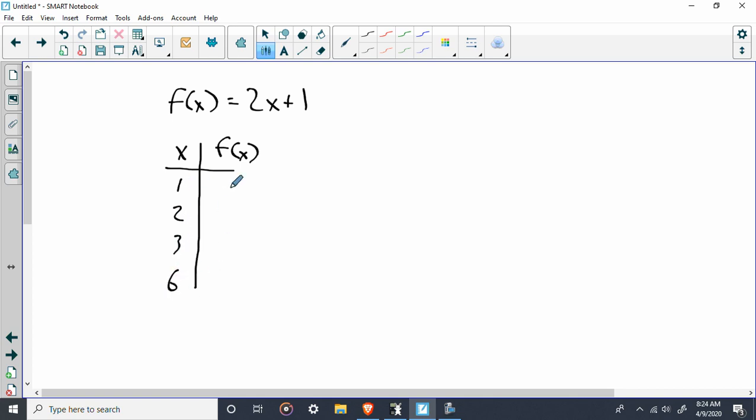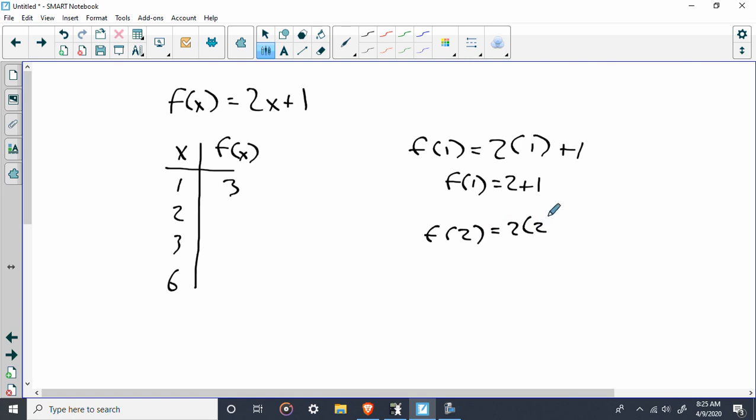Well, if I plug in 1, f of 1 means 2 times 1 plus 1. The function evaluated at 1. All I'm doing is plugging in 1 for x. 2 times 1 is 2. 2 plus 1 is 3. So f of 1 is equal to 2 plus 1, or 3. If I plug in 2, f of 2 is equal to 2 times 2 plus 1, which would be 4 plus 1, which would be 5. If I plug in 3, that's 2 times 3 plus 1. Well, 2 times 3 is 6, and 6 plus 1 is 7.